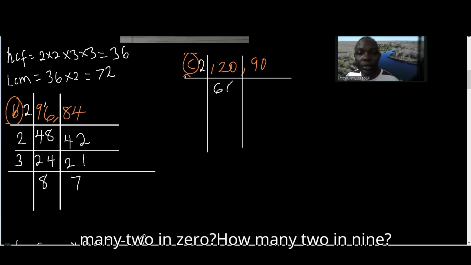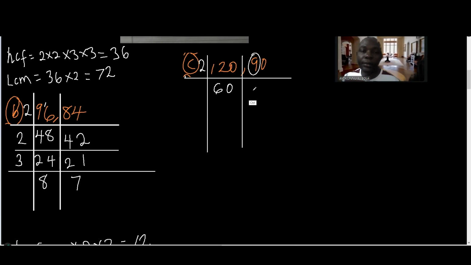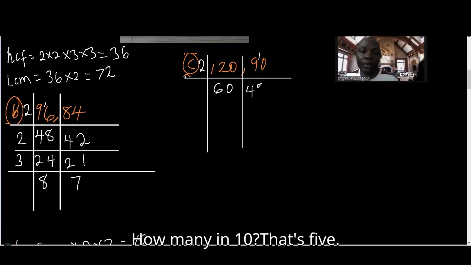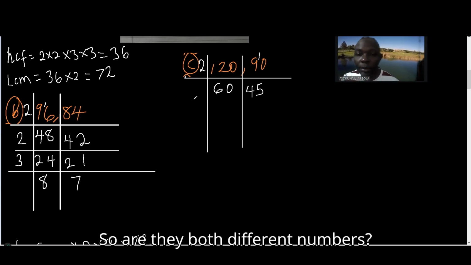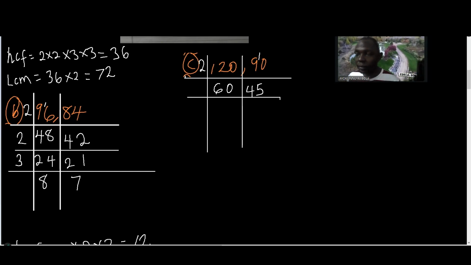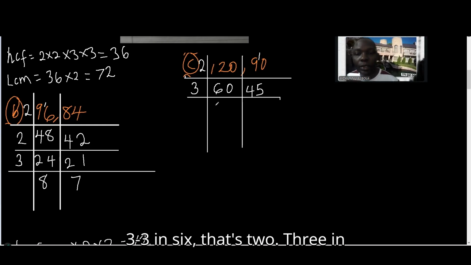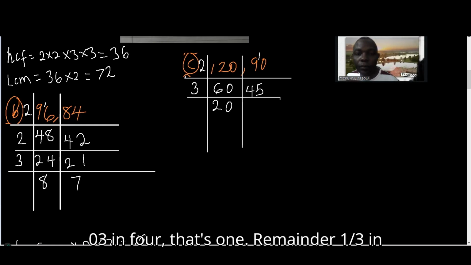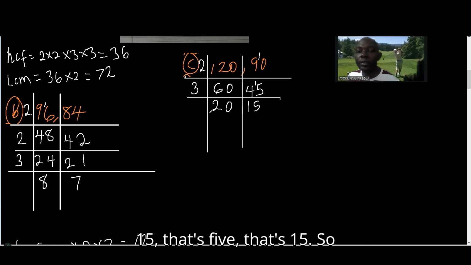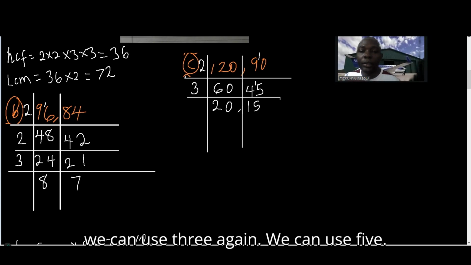That's 6. How many 2 in 0? That's 0. How many 2 in 9? That's 4, remember 1. How many 2 in 10? That's 5. So 60 and 45. Are they both even numbers? No. So we can try 3. 3 in 6, that's 2. 3 in 0. 3 in 4, that's 1. Remember 1. 3 in 15, that's 5. So that's 20 and 15.